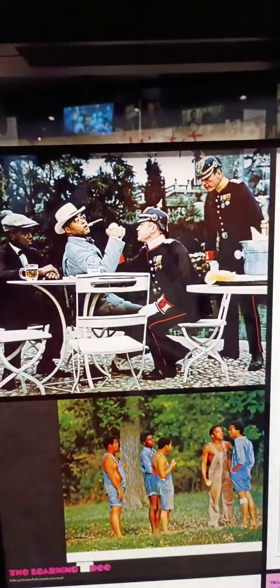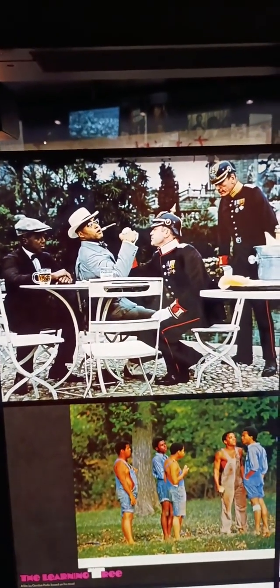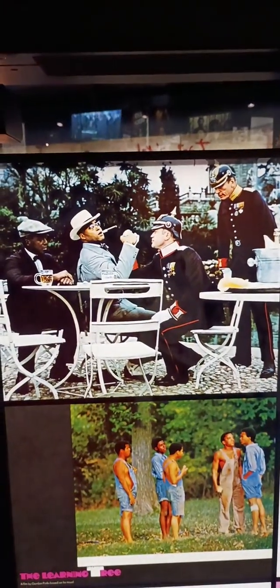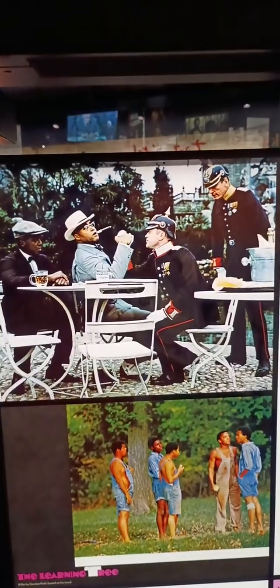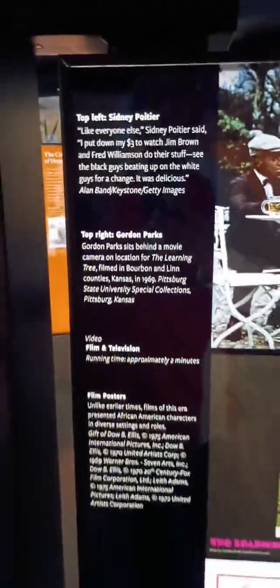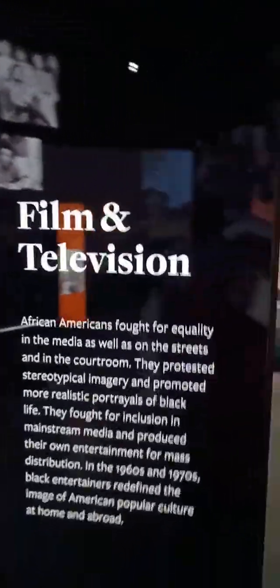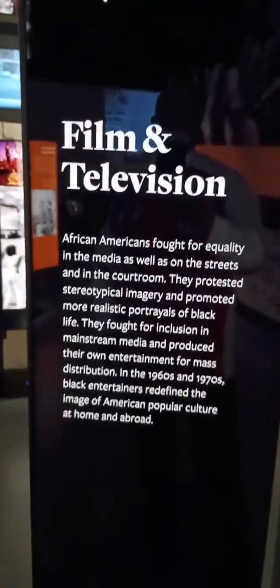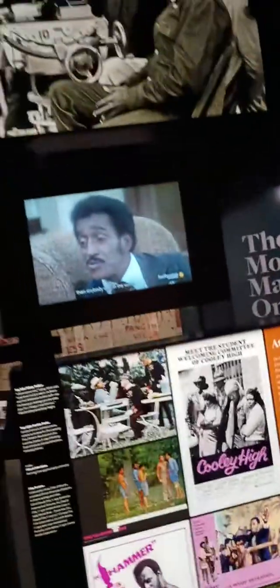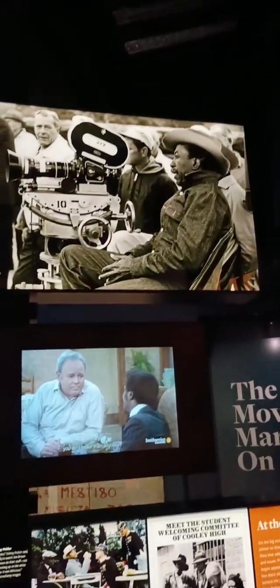Top left. My first act would be to organize black associations where they don't already exist. Film and television. I recognize this guy, but I forget his name. Gordon Parks, filmmaker.